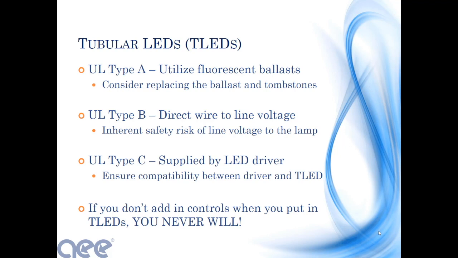You have the direct wire to line voltage, where you bypass the existing ballast and just run line voltage to the TLEDs. There are some benefits there from a cost and installation side, but you do have that inherent risk that you now have line voltage to the lamp. Depending on who's doing your lamp replacements, maybe it's the maintenance staff, maybe it's the custodial staff, maybe it's the annoyed person in the office whose lamp is out and decides they want to replace their own ballast. They're now accessing line voltage, so there is an inherent safety risk there.